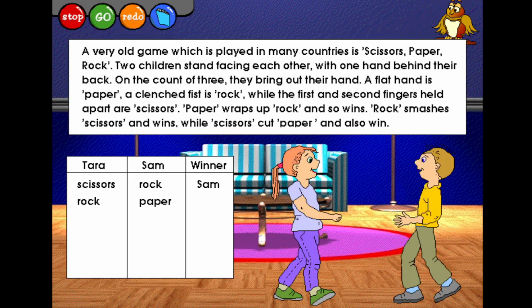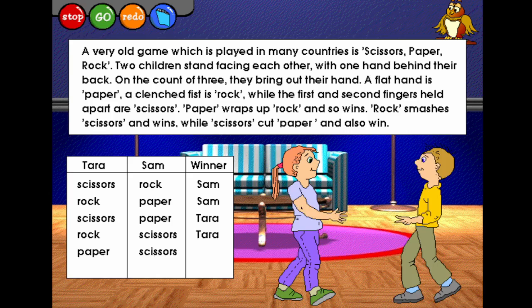Rock. Paper. Paper. Scissors. Rock. Scissors. Scissors. Paper. Paper. Rock.